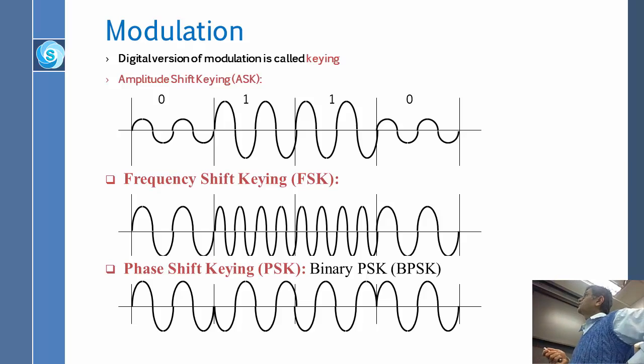Or you could change the frequency. So when you want to send a 0, you have a low frequency. When you want to send a 1, it is a high frequency. That is frequency modulation. Or you could change the phase. When you want to send a 0, the phase is 0. When you want to send a 1, the phase is 180 degrees as shown here.